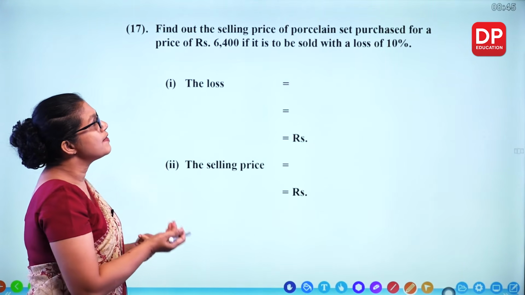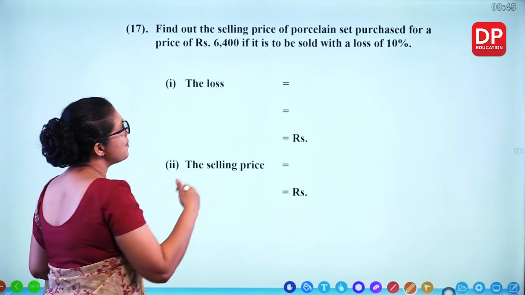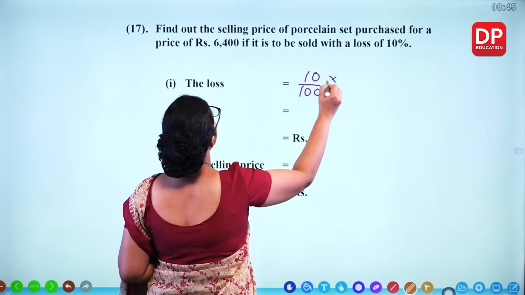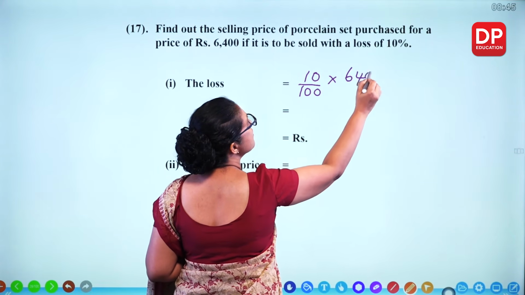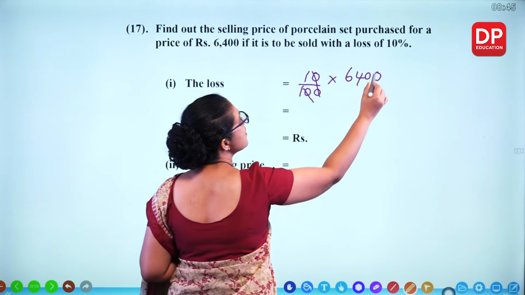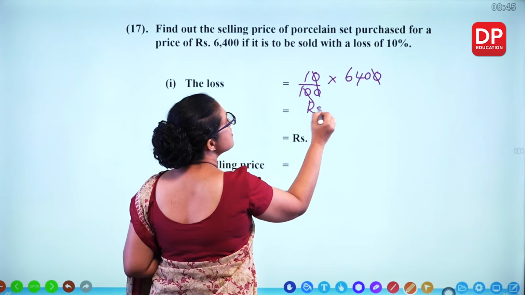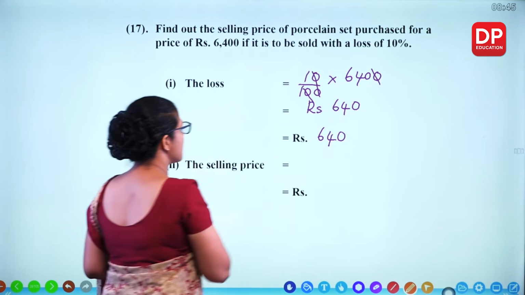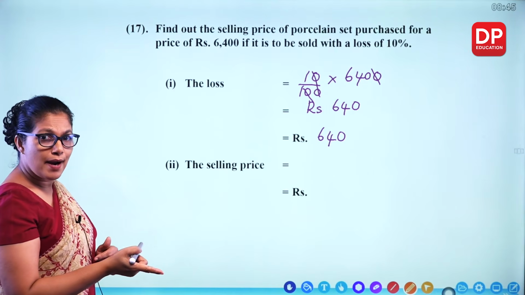Now, this is about a loss. So, 10% loss. So, 10% of 6,400 is the value for loss. So 0 and 1 0, so that means 640 rupees loss. Then what is the selling price?